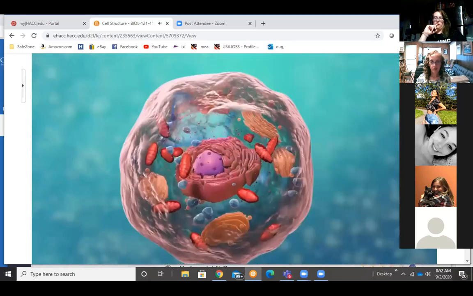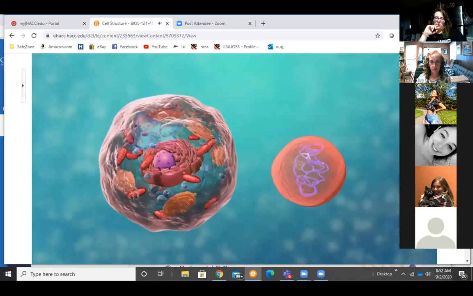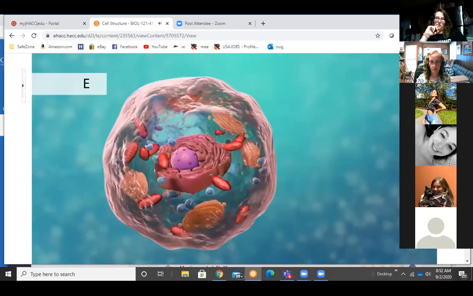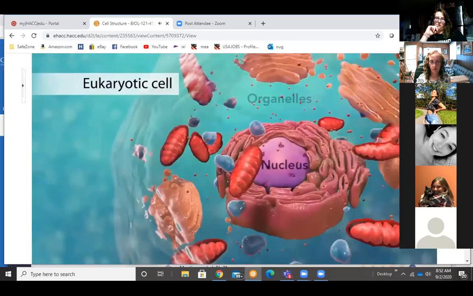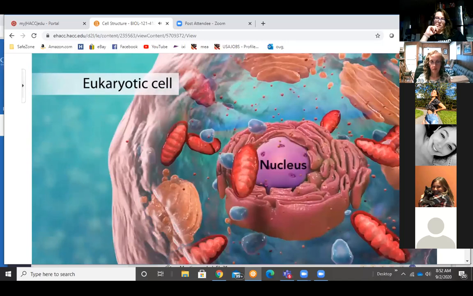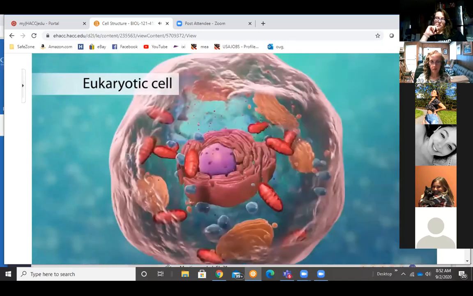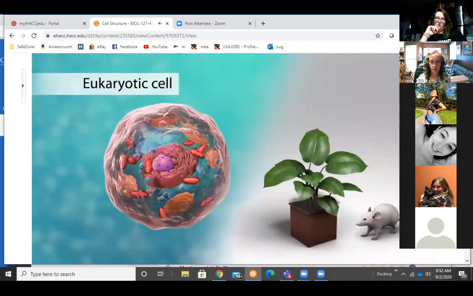There are 2 broad categories of cells. The first category is eukaryotic cells. They have organelles, which include the nucleus and other special parts. Eukaryotic cells are more advanced complex cells, such as those found in plants and animals.